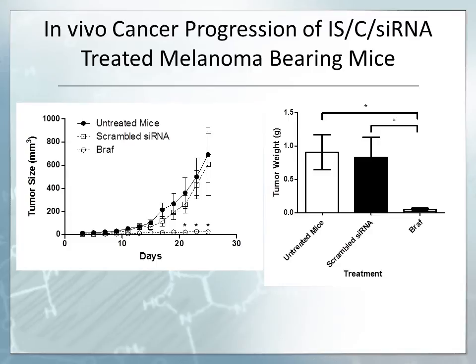So in here, we can see the in vivo cancer progression of the ISC treated melanoma bearing mice. As you can see in here, this one is the control, this one is the untreated mice, and this one is the BRAF nanotube treated mice. Starting from day 21, there is a significant difference of the si-BRAF treated mice compared to the control.